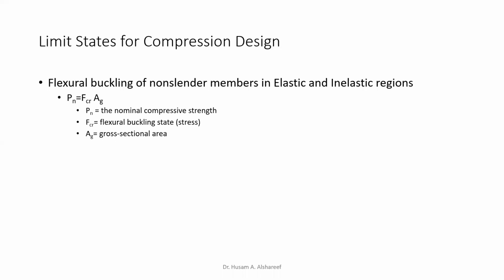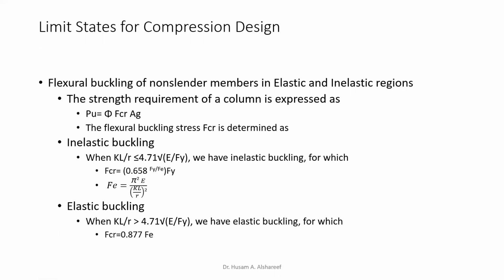So working with the limit states, we first have to identify if we are working with an elastic or inelastic column. And then according to this, we have to use the general equation, which is the nominal compressive strength equals the stress, which is the flexural buckling stress, times the gross area. So we're always going to use this equation to be able to identify the limits of the limit state of the compression steel.